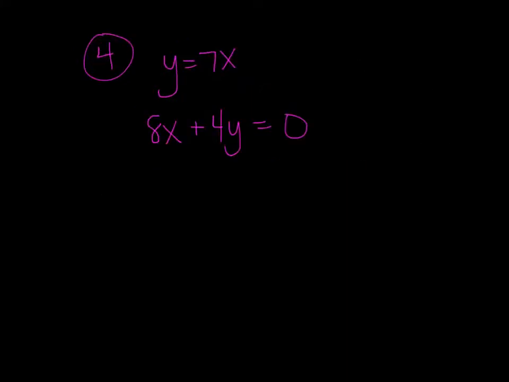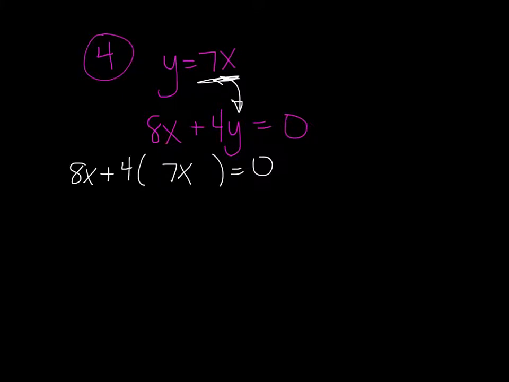On question 4, one of the equations is already solved for y, but the other one is not. So it's pretty different from number 3. We're going to take this and plug it in for y in the other equation. So I'm going to rewrite that second equation exactly how I see it, but in place of that y, I'm going to put a set of parentheses. And what am I going to put in those parentheses? 7x. And then I'm going to solve.